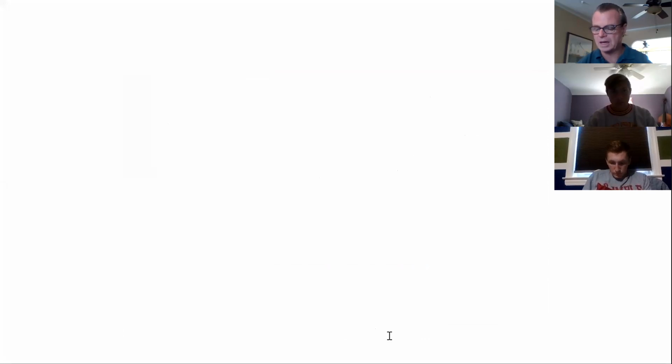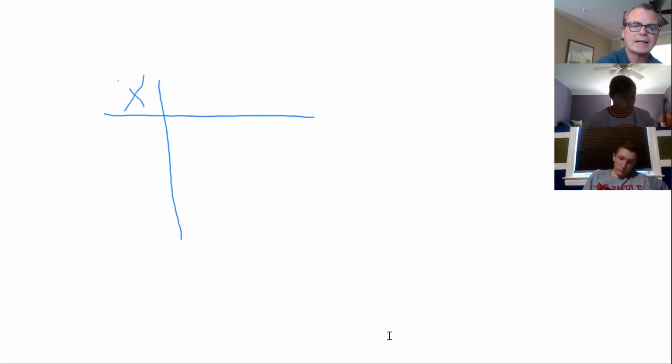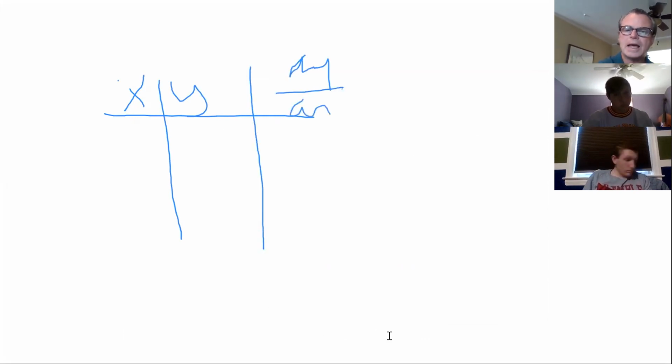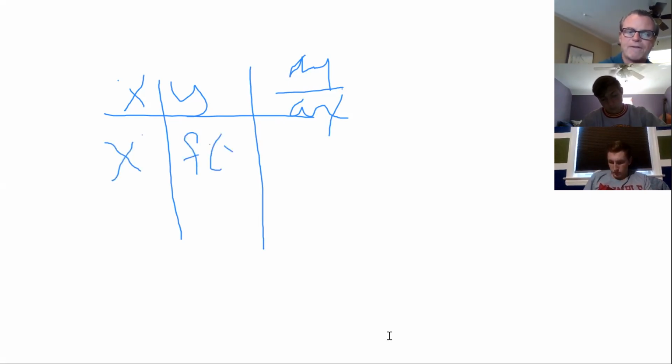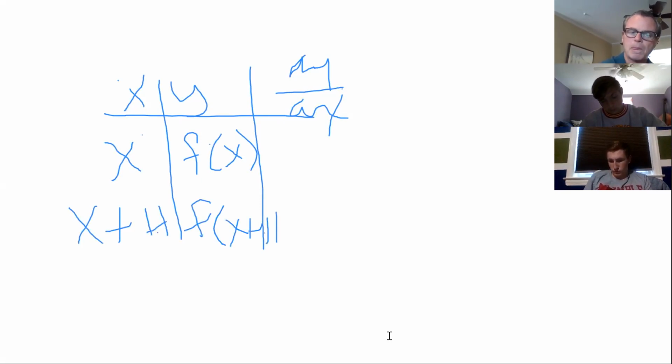That is going with this. You have a T-chart. You have X and Y. And we're really going to expand it to an H chart, and we're going to put dy, dx out here. But for now, you have to make a connection between X and the output being f of X, whatever the function does to X to give you the height, X plus H, f of X plus H.